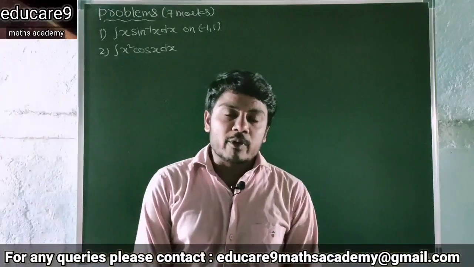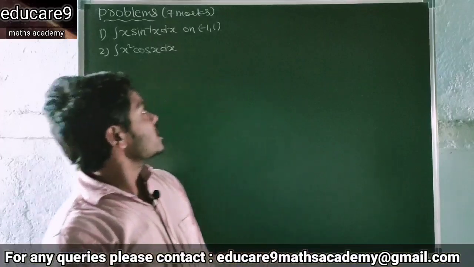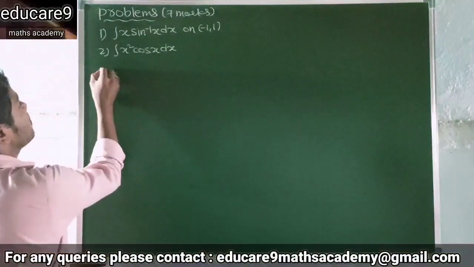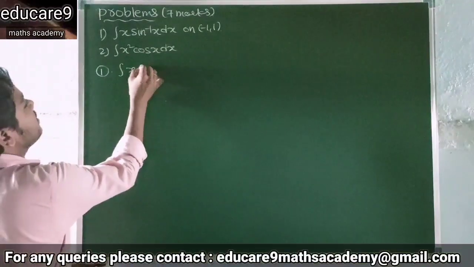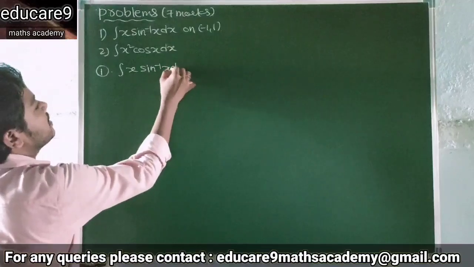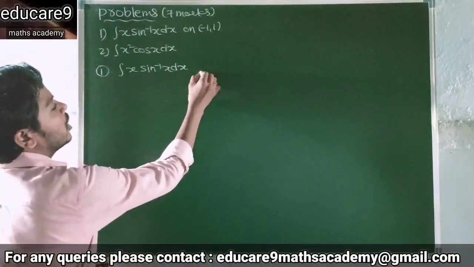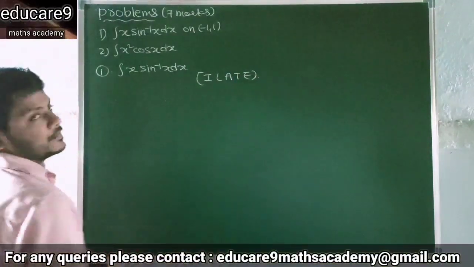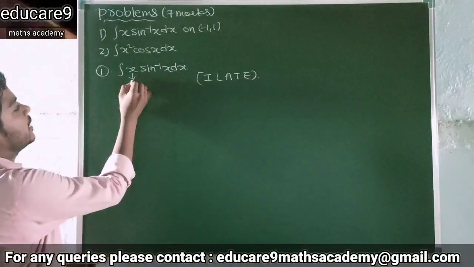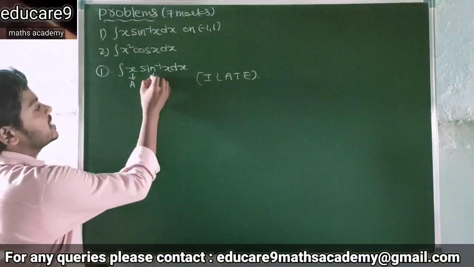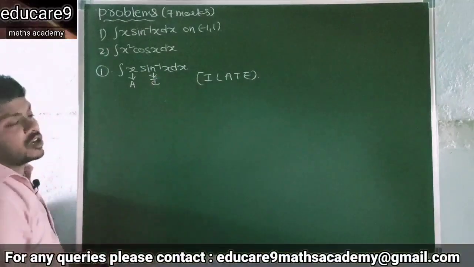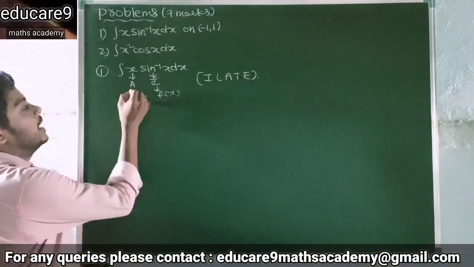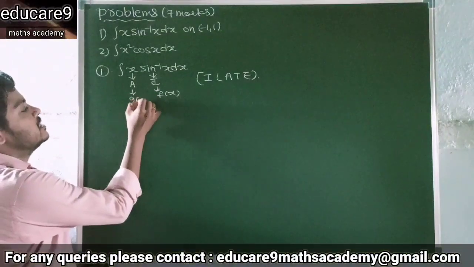Now we will discuss a few problems on integration by parts. See the first one: integration of x sin inverse x dx. Here you should follow ILATE. Clearly x is the algebraic term, that is A, and sin inverse x is an inverse trigonometric function. So I is the first letter, this is f of x, and A is the second letter, that is g of x.